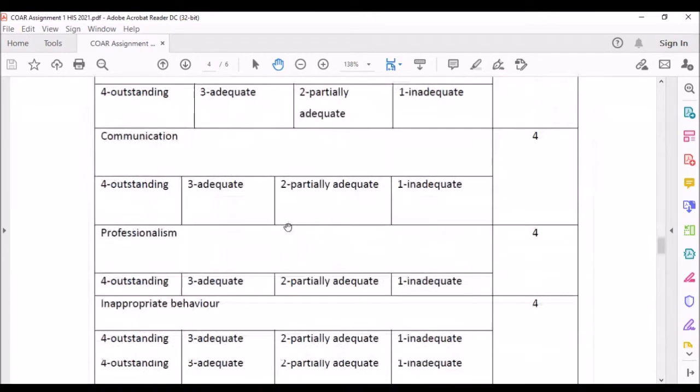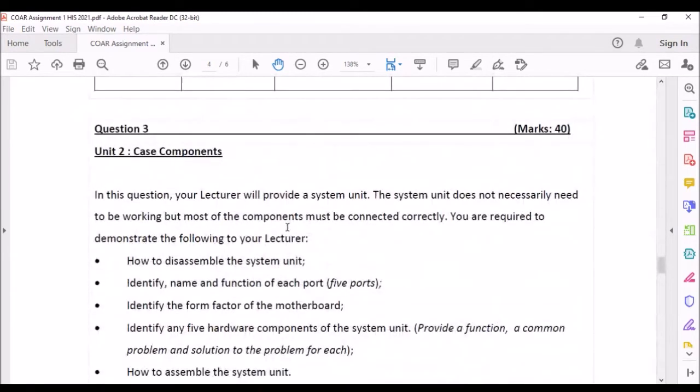And then if you look at question number 3, that's learning unit 2. Now you're looking at case components. That's a 40-mark question.